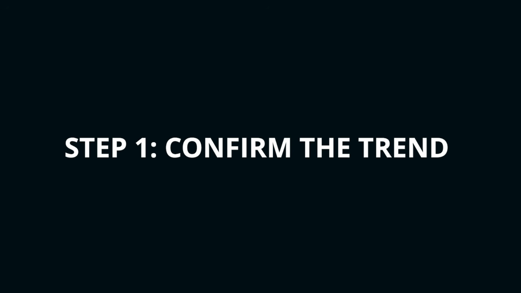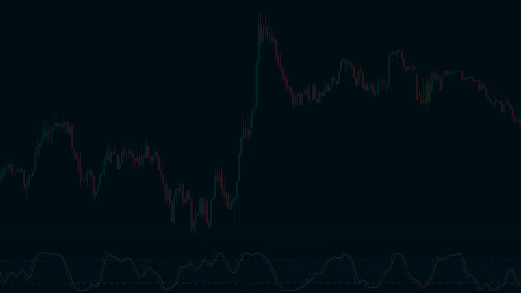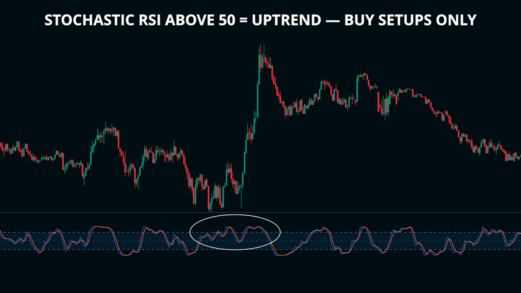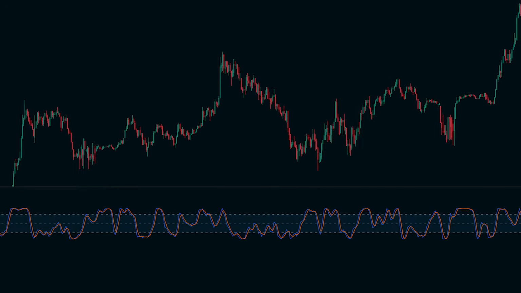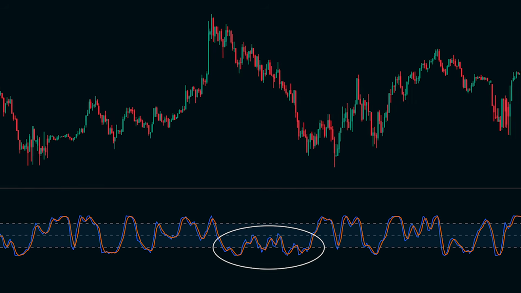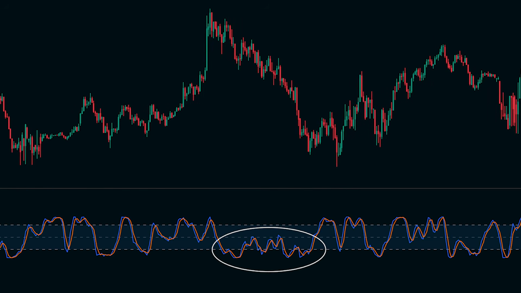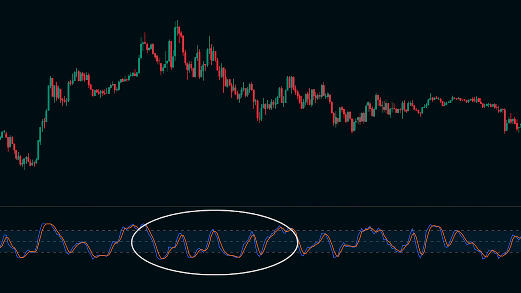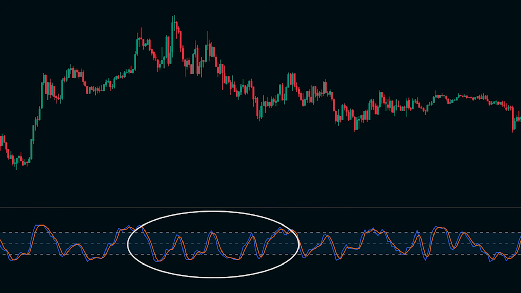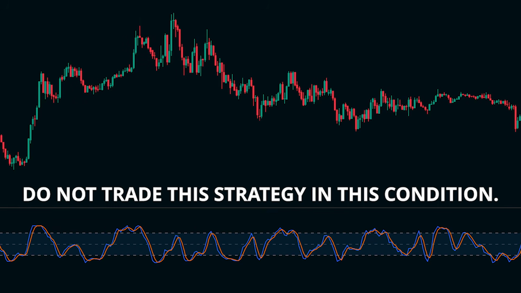The first step is to confirm the trend using the 50 midline. For a bullish setup, stochastic RSI should have been making consistent moves above 50 during the session. For a bearish setup, stochastic RSI should have been making consistent moves below 50. If stochastic RSI is choppy and crossing 50 repeatedly in both directions, the market has no clear bias. Do not trade this strategy in that condition.